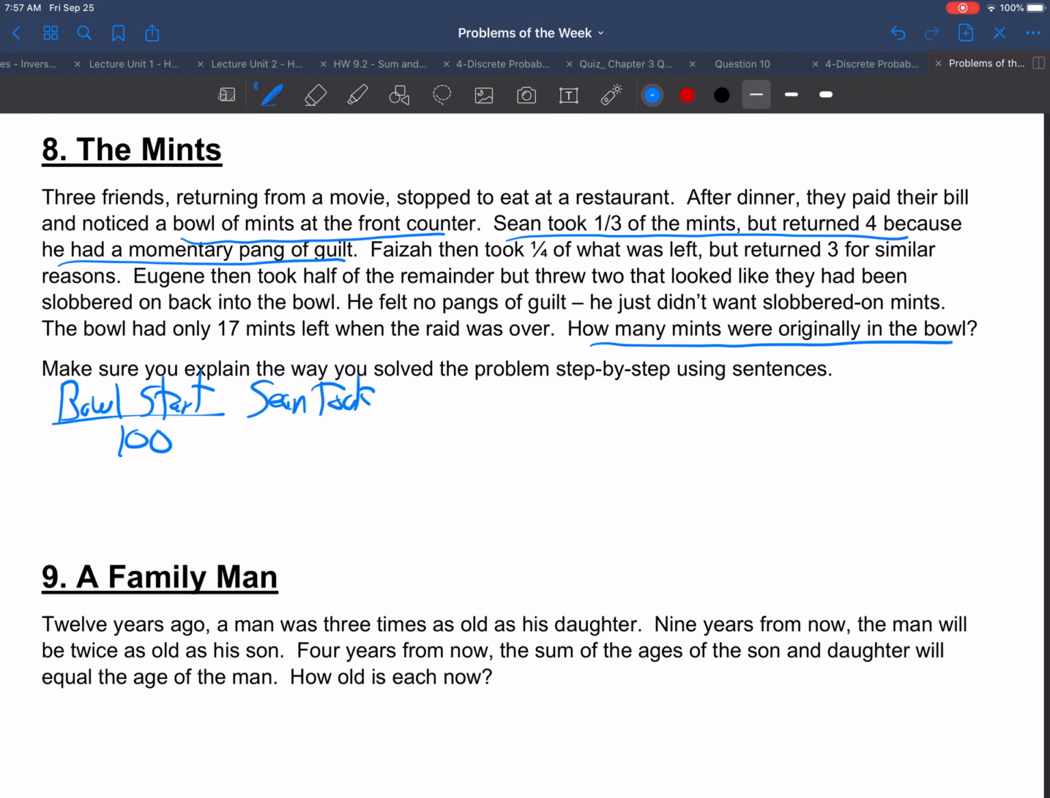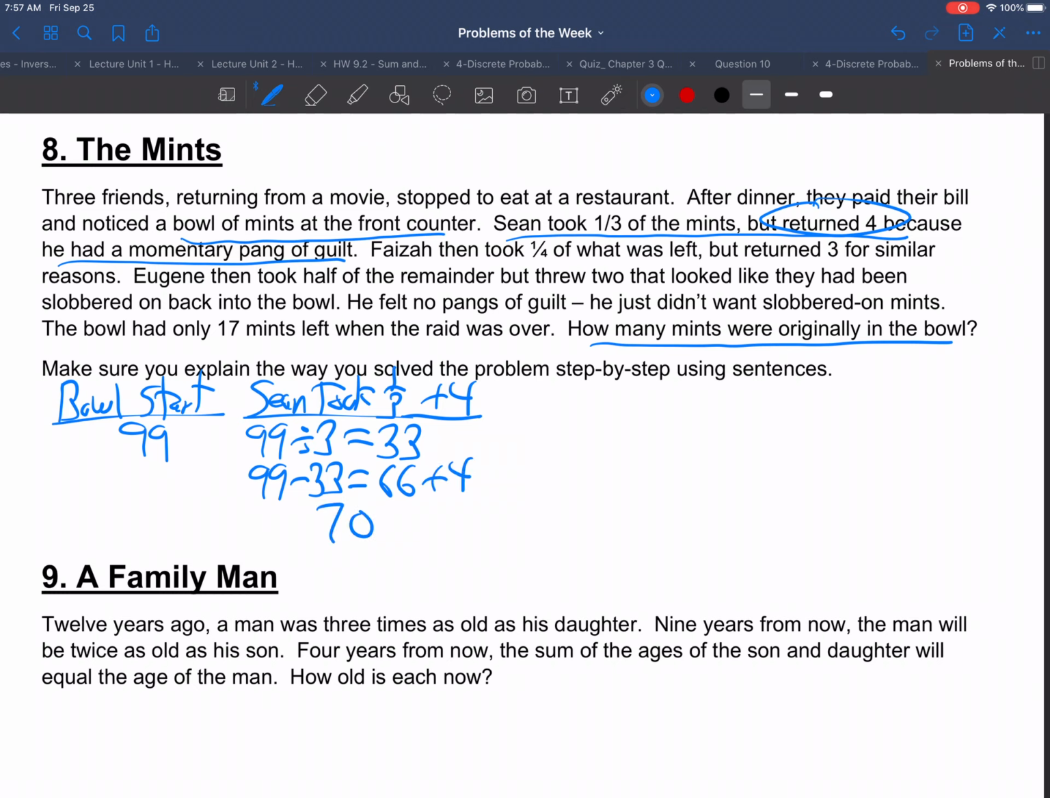Sean took 1/3. Okay, so 1/3 of 100. If you take 1/3 of 100, it comes out to be a decimal, 33.3. He can't take 0.3 of a mint, so something's wrong already. So let me change my first guess to like 99, and then Sean can take 1/3. If you divide by 3, you'll get 33. So Sean took 33, so 99 minus 33, that's 66 left. And then it says, but returned 4. So plus 4, he left 70 when he was done.